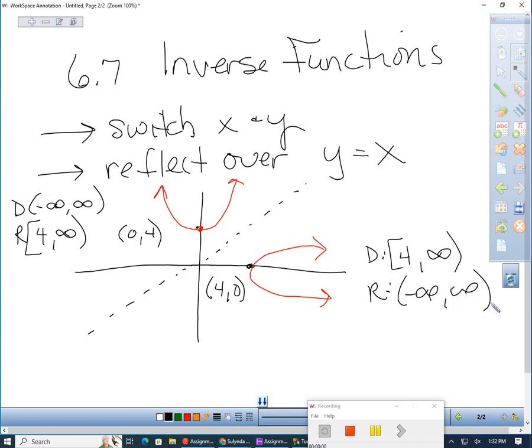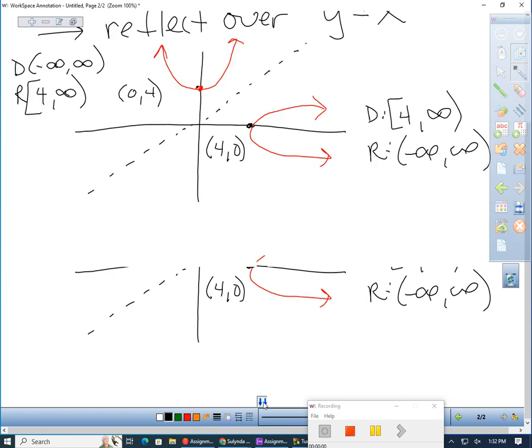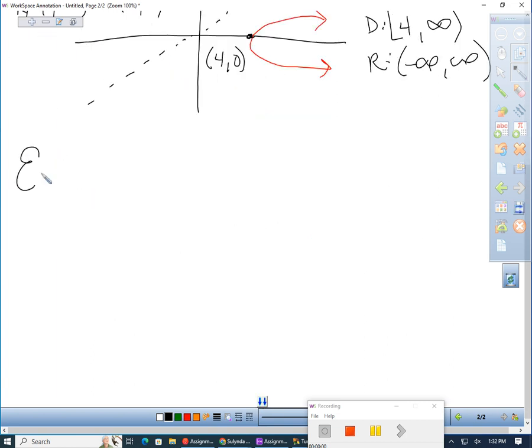What do you notice about the domain and range on the inverses? They flip, exactly. Because again, domain is x, range is y, so they flip places. Okay? With that in mind, I want to start off really, really easy. So the first couple of problems, you have a table and you have to graph the relation. So here is example number 1.